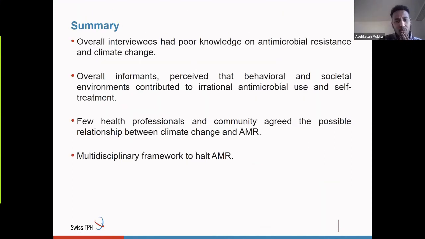Finally, in summary, overall from the interviews we observed poor knowledge of antimicrobial resistance and climate change. The informants perceived that the behavioral and social environment contribute to irrational antimicrobial use and self-treatment. Few health professionals and community members agreed there is a possible relationship between climate change and antimicrobial resistance. And most of them suggested that we can only halt or control antimicrobial resistance in a multidisciplinary way.